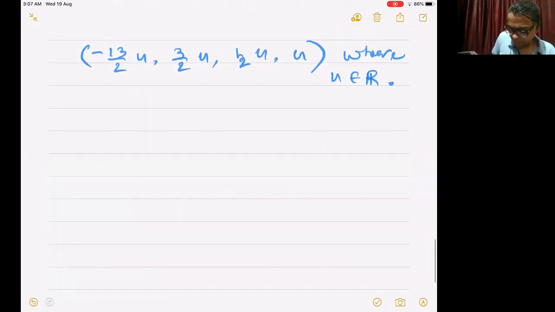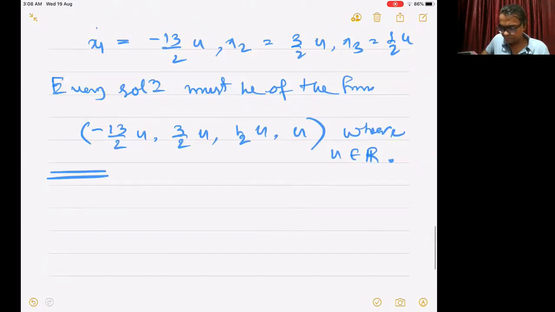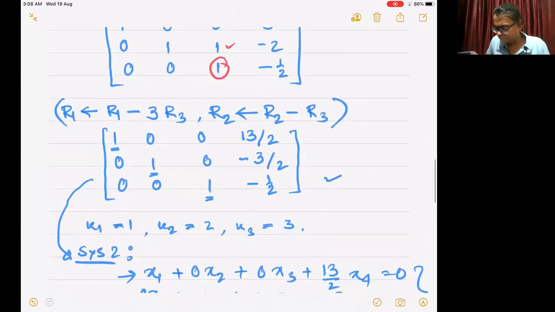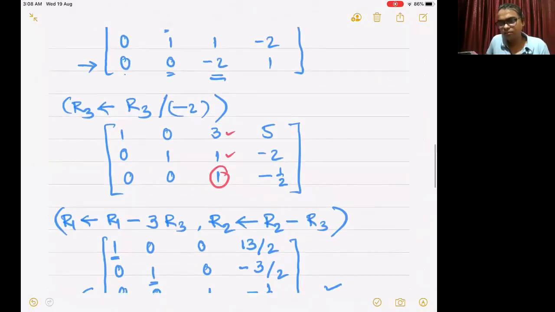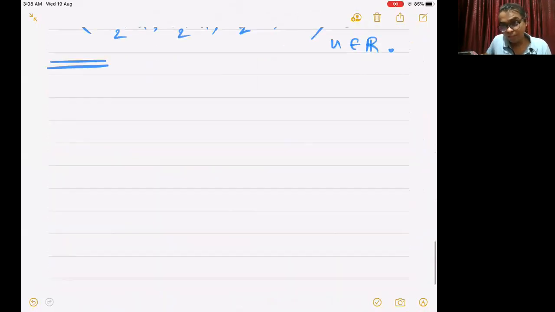So, coming back to the general case. There could be some silly calculation mistakes in between while I was obtaining the row reduced echelon form. I hope there is no mistake, but there could be some, but you understand the idea. That is what is important.